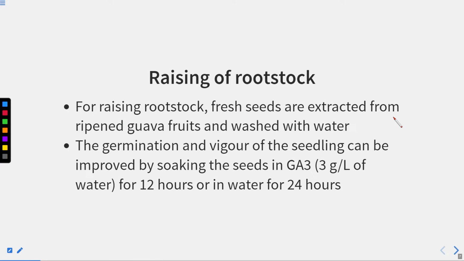And then for raising the rootstock, fresh seeds are extracted from ripened guava fruits and washed with water. For this method we require fresh seed, and we have to take it out from the ripened guava fruit, meaning the guava fruit which is totally ripened. Then we take out the seeds from that fruit, wash with water, and remove all the pulp which is attached to the seeds with the help of water.